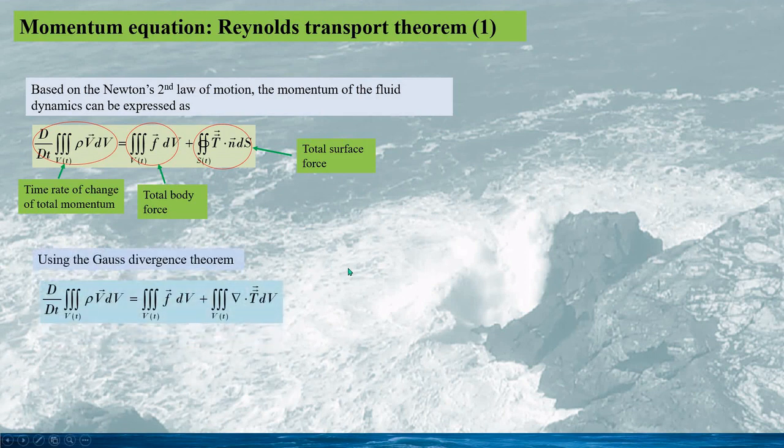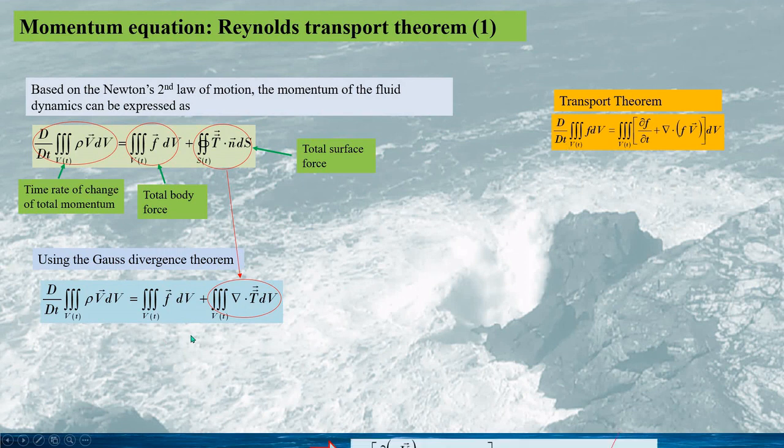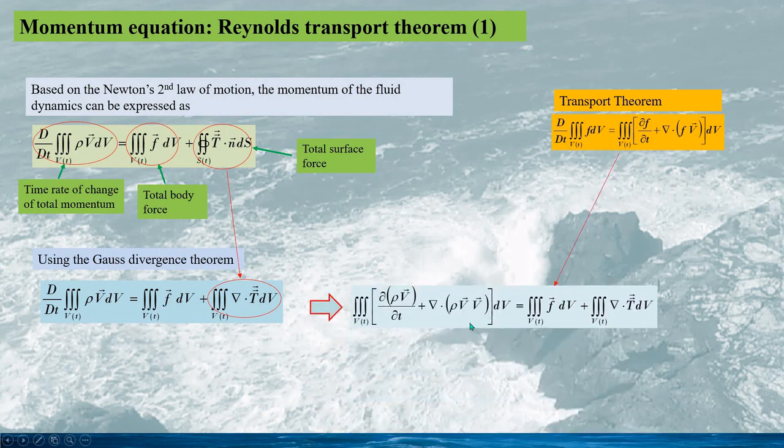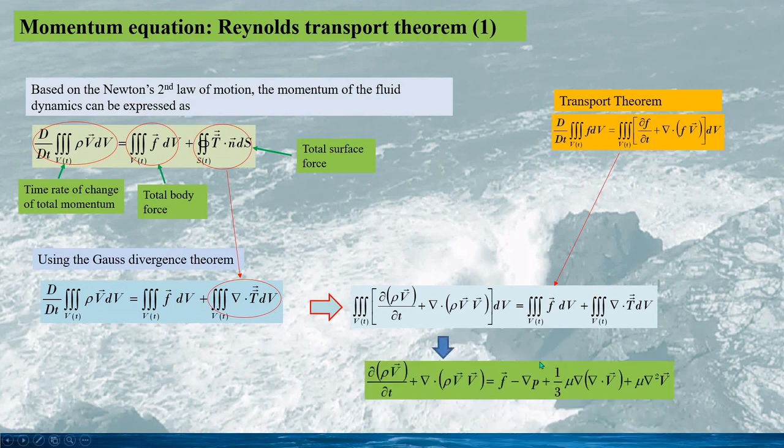So we can use the Gauss divergence theorem to change the total surface force into a volume integral like this. And then we can apply the Reynolds transport theorem. So we have the integral moment equation for the fluid as this. And from this, we can easily derive the differential moment equation for the fluid. Again, the expression for the divergence of the total stress tensor has been applied.